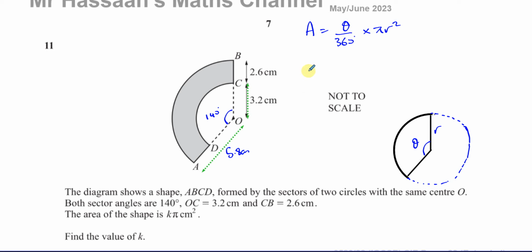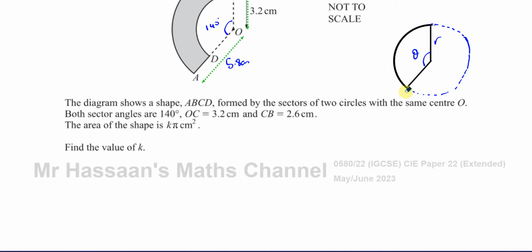Now, in our case, the area of the big section will be theta, or you can say 140 over 360. In fact, I'll write the steps here. It'll be 140 over 360 times pi times the big radius squared, which is 5.8 squared. And then you're going to take away the area of the small sector, which is this. The small one, which is going to be also 140 over 360, because it's the same angle, times pi times 3.2 squared.